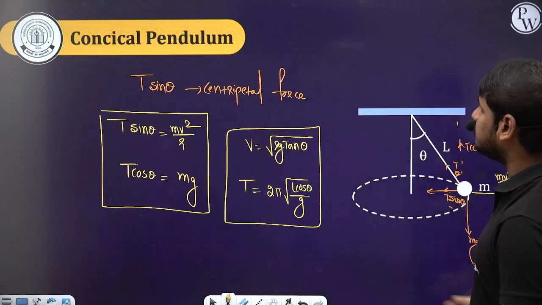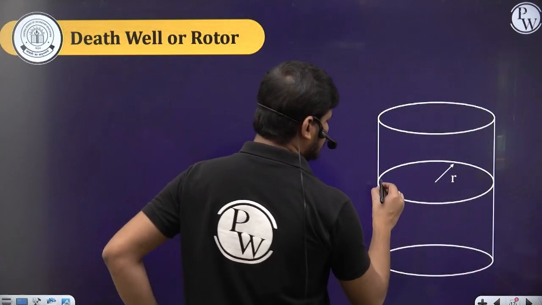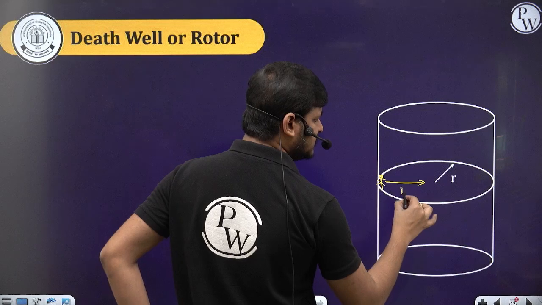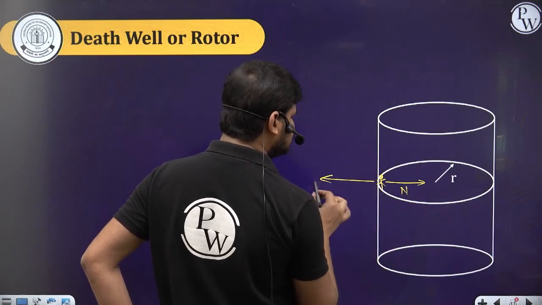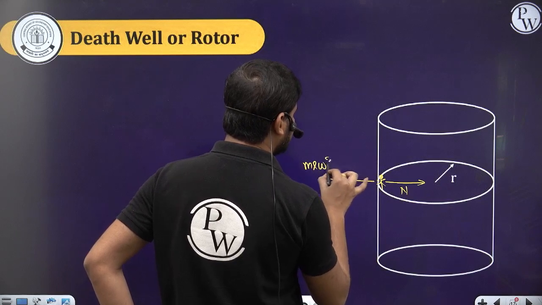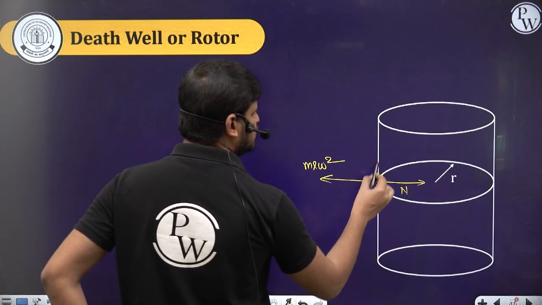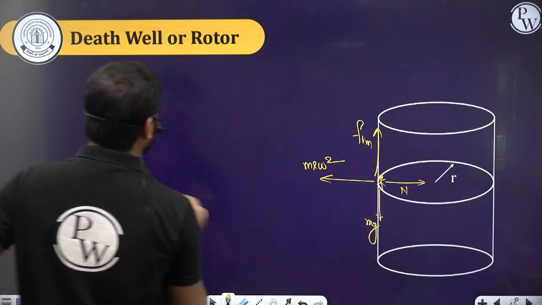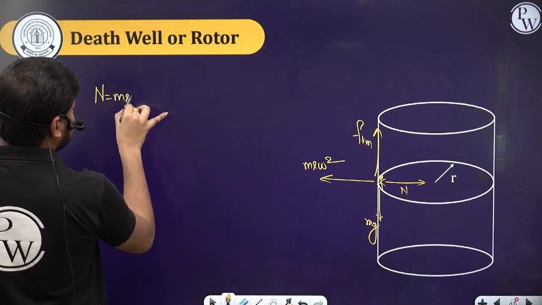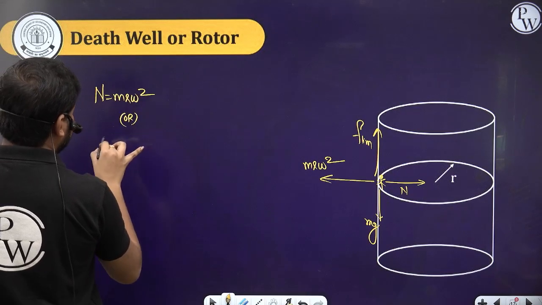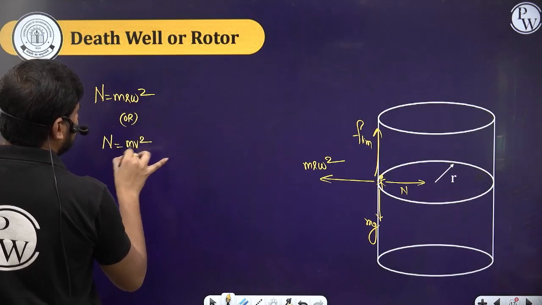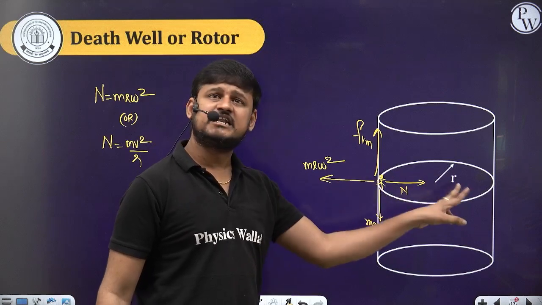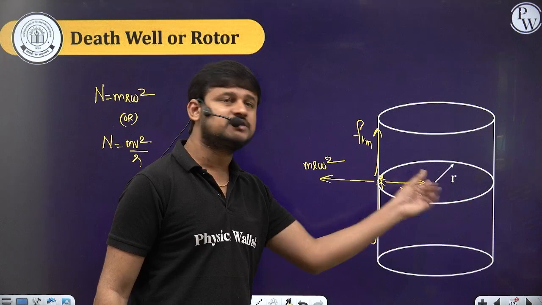Done. You can even apply it to the death well or rotor also. So here is a person, right? Towards the center we know the normal reaction is acting, so that normal should be balanced by the centrifugal force, which is nothing but either m r omega square or mv square by r. Here the F limiting should act upward, and downward the mg should act. So here N will be equal to m r omega square, or N is also equal to, in terms of linear velocity, mv square by r, which is a centrifugal force, right? Previously the normal and centripetal force both acted in the same direction. That's why we took normal equal to centripetal force.